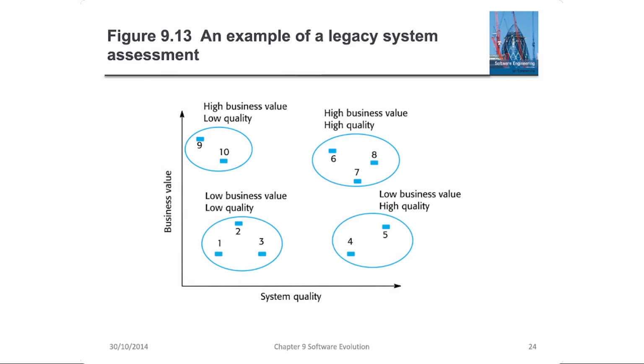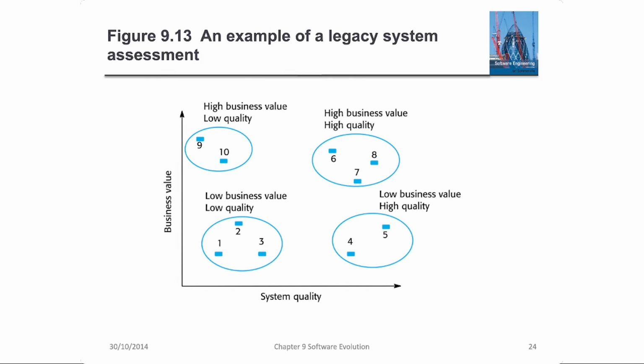So moving to the next slide, this diagram, figure 9.30, illustrates a legacy system assessment based on two axes: business value and system quality. Systems in the top right quadrant exhibit both high business value and quality, indicating they are well suited for continued investment and use, of course.